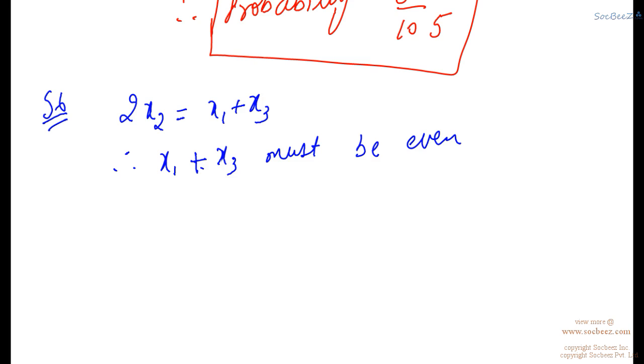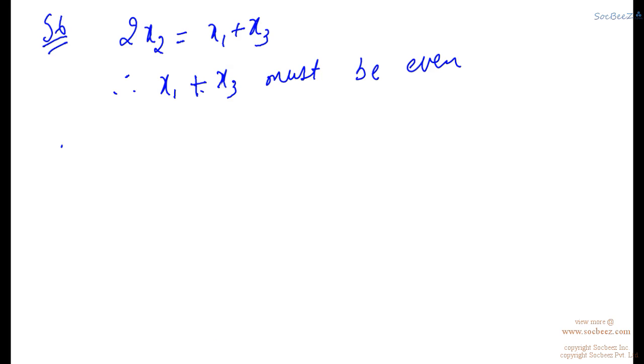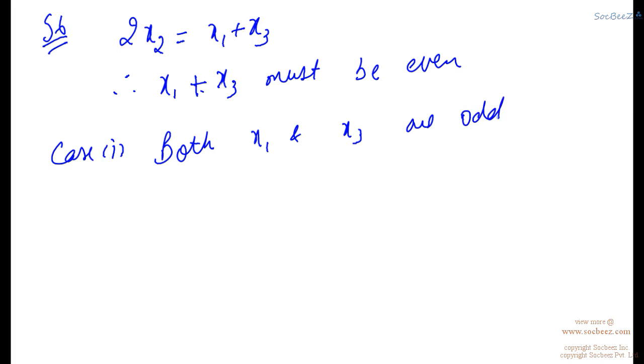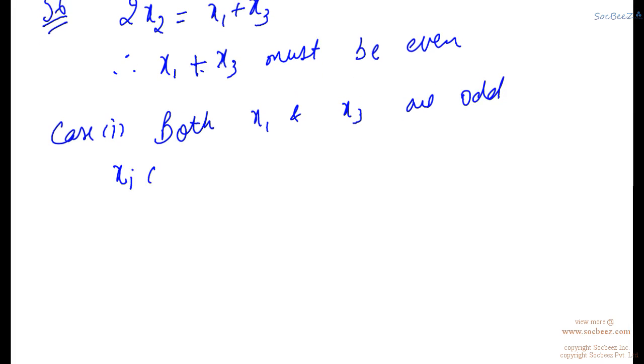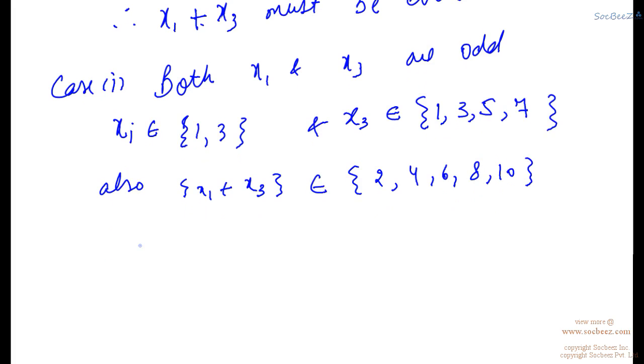Now this can take place in two conditions, right? First is both x1 and x3 are odd, or in the second condition both x1 and x3 are even. So first, case 1 is both x1 and x3 are odd. Okay, so in this case x1 belongs to 1, 3 and x3 belongs to 1, 3, 5, 7. Right, now also x1 plus x3 belongs to 2, 4, 6, 8, 10.